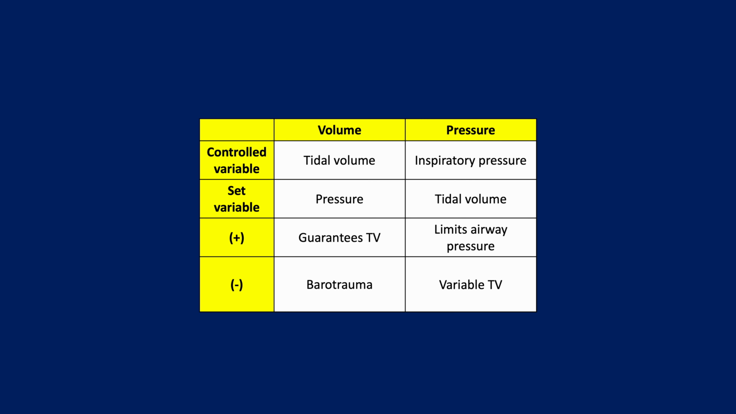Now let's briefly compare volume and pressure modes of ventilation. In volume, we set the tidal volume. The ventilator will aim to deliver this tidal volume, however it may require high pressures and therefore risk barotrauma. Conversely, in pressure modes of ventilation, we set the pressure, and therefore as this pressure is not too high, this leads to a reduced risk of barotrauma. However, due to the lung compliance, this may lead to variable tidal volumes.